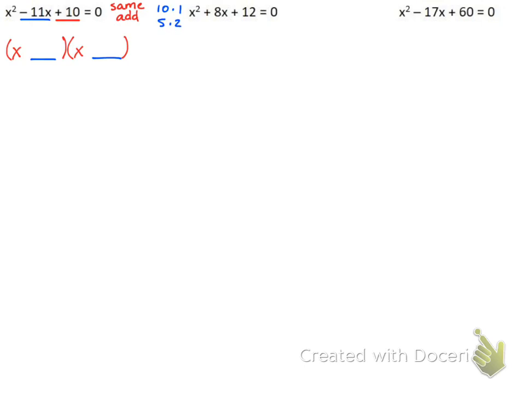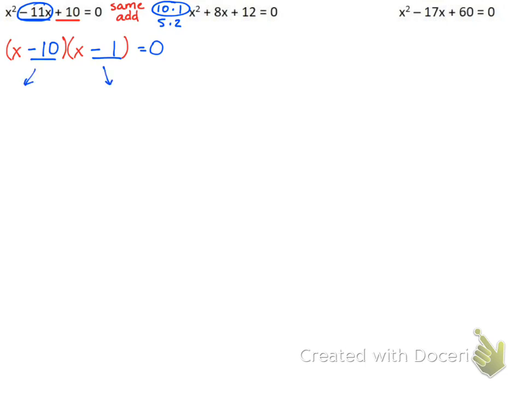Again, which ones add to give me 11 are 10 and 1. So I can put in a 10 and a 1. And then just be careful, this is the one we usually struggle with, is I want them to add together to get me a negative 11. So I actually want these both to be negatives. Remember that they're the same sign, so it's either both positive or both negative. In this case, they're both negative. These are equal to 0.